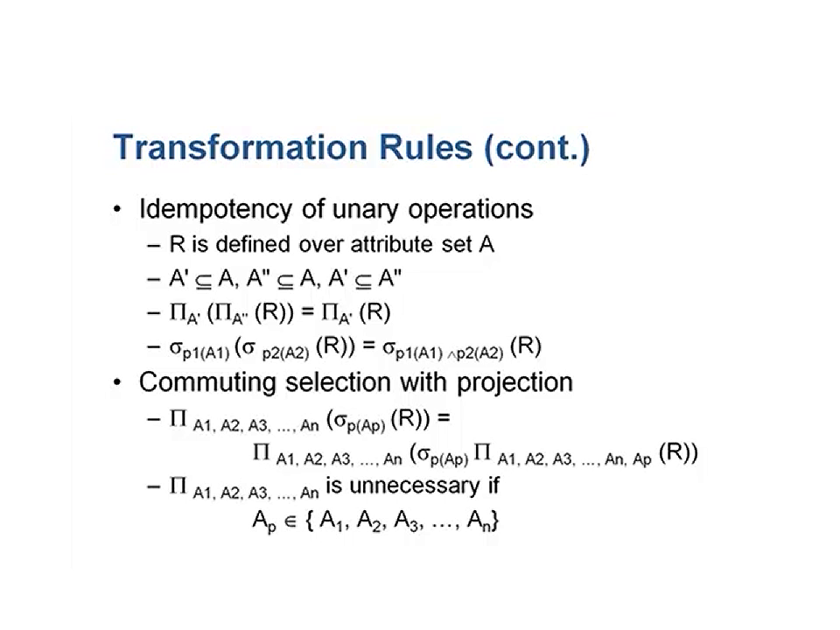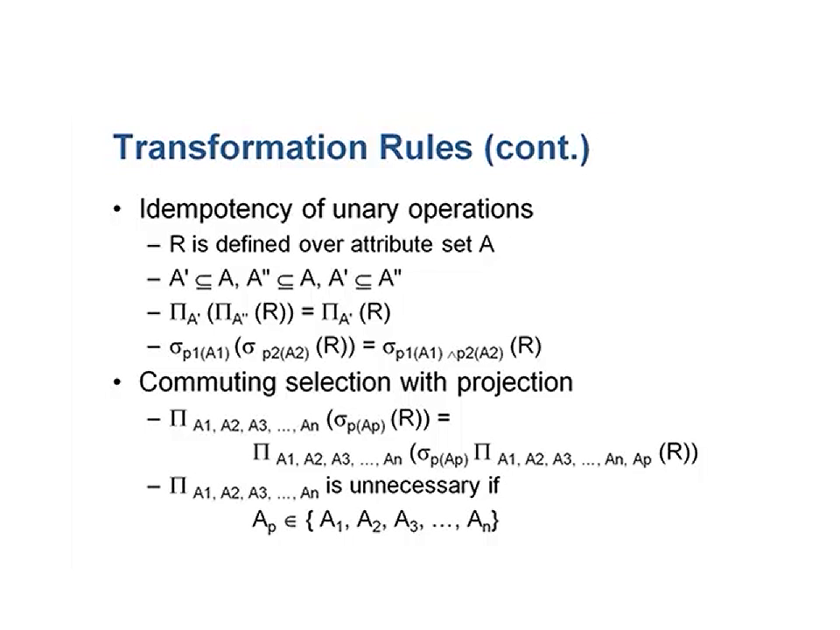There are transformation rules for unary operators. So if you're doing projections and you have a set of attributes A, and A prime is some subset of the attributes, and A double prime is some subset of the attributes, and A prime is even a subset of A double prime. So if we have a projection of A prime and A double prime on R, it's equivalent to saying projection of A prime. We can get rid of the whole layer of projections by applying this transformation rule.